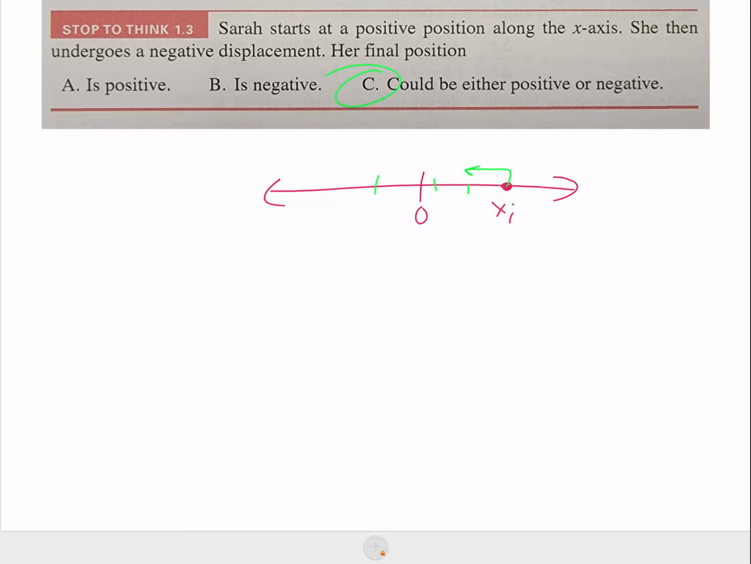So it could be either positive or negative. That's correct. Good job. All right, and that is it for this section.